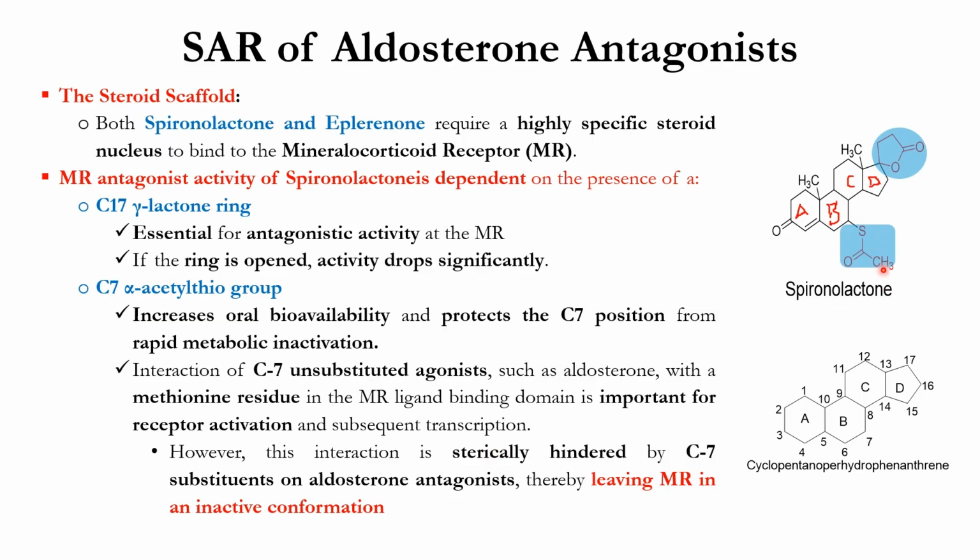this molecule sterically hinders this carbon 7 position or substituent of the aldosterone, so they can antagonize, and thereby they can bring the mineralocorticoid receptor into an inactive conformation. So that's very important. These are the two important structures that bring the antagonist activity of the spironolactone molecule.